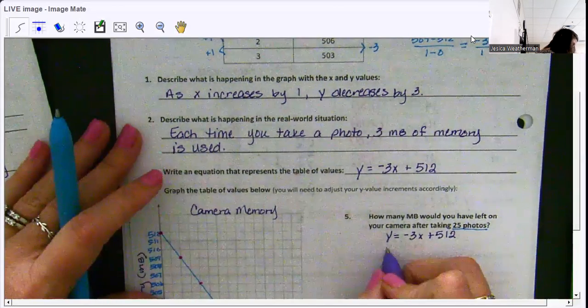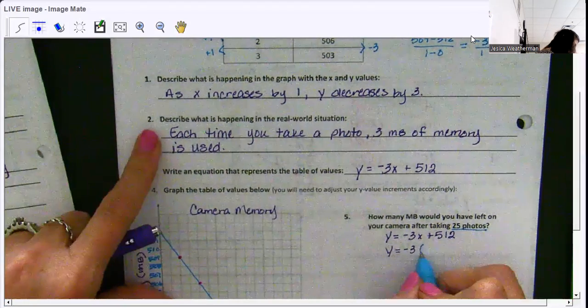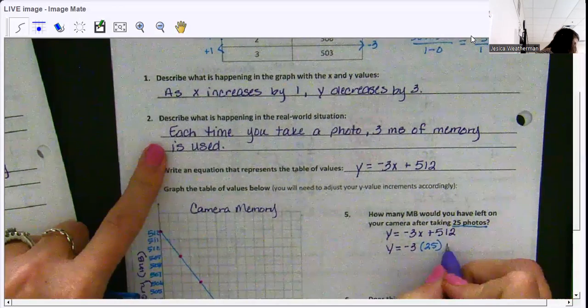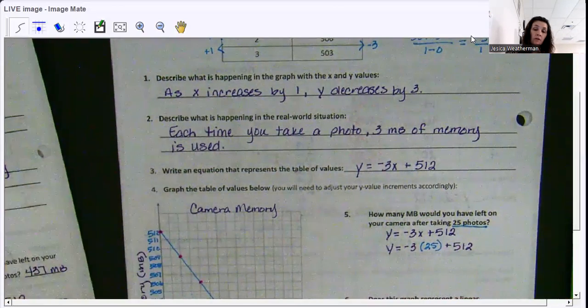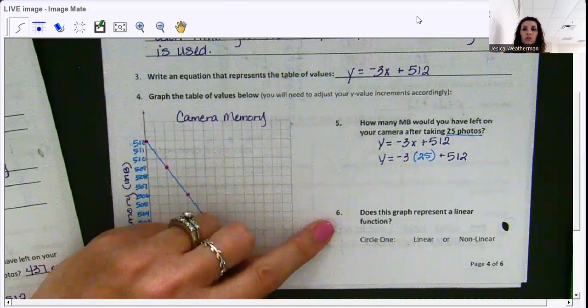So y equals negative 3 times 25 plus 512. Okay, I want you to go ahead and solve that equation, answer it, and then I want you to answer number 6 as well, and then we'll come back and share.